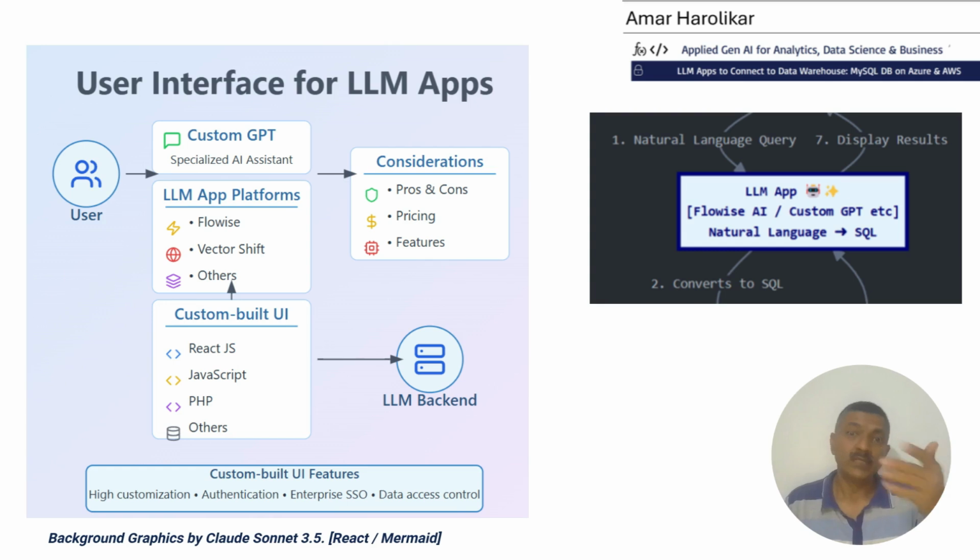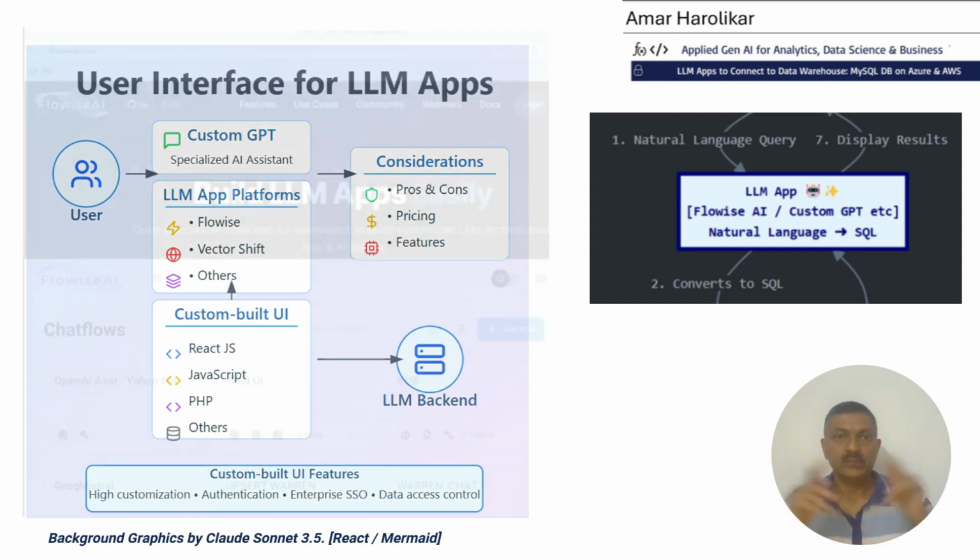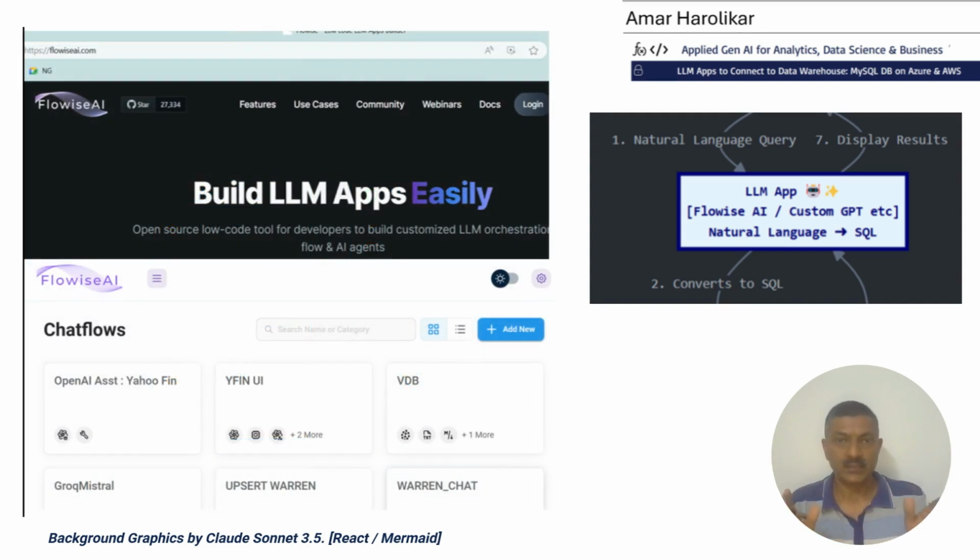Alternatively, it can be completely custom built using React, JavaScript, PHP, especially if you want to build authentication and link-ups to your company SSO logins and access to the data warehouses there. So that depends, again, on the use case. In my previous video I had shown doing it with a custom GPT. In this video I have shown it with a UI built with Flowise AI. It's a rapid LLM tool for rapid deployment, wonderful to use and with huge capabilities.